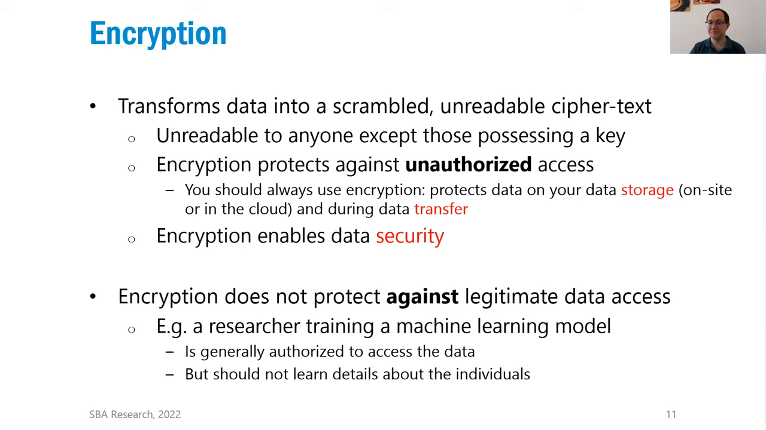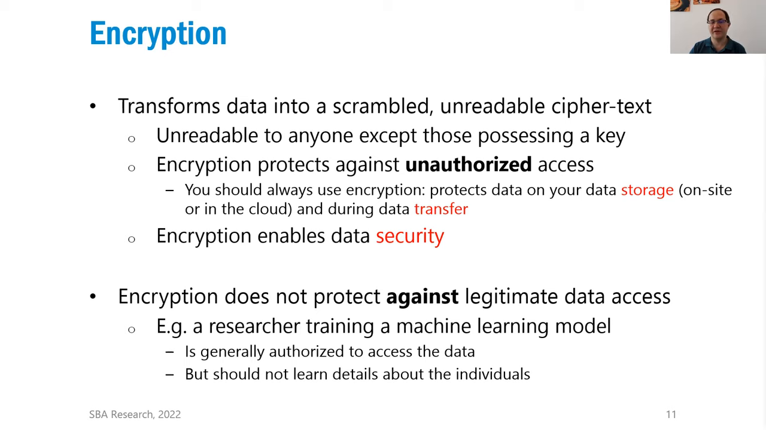So if I'm not authorized to access it, I'm not able to read the data and do anything with it. And encryption is something you should basically always use. You should use it to protect your data while it's on the storage. So if this is your personal machines, if this is your server infrastructure on site, or if this is in the cloud, you should basically always encrypt your data whenever it is at rest. And you should also use it during data transfer if you exchange it with someone, basically to achieve data security.